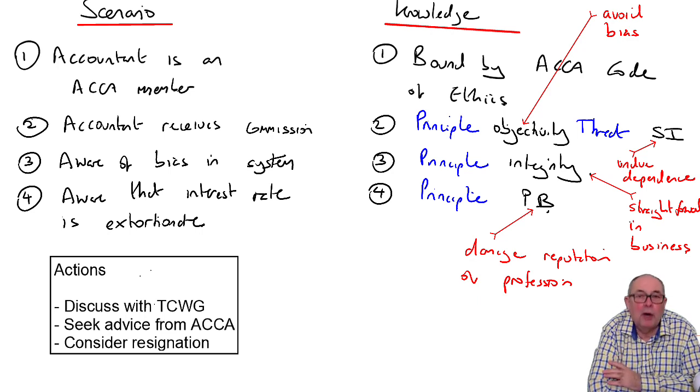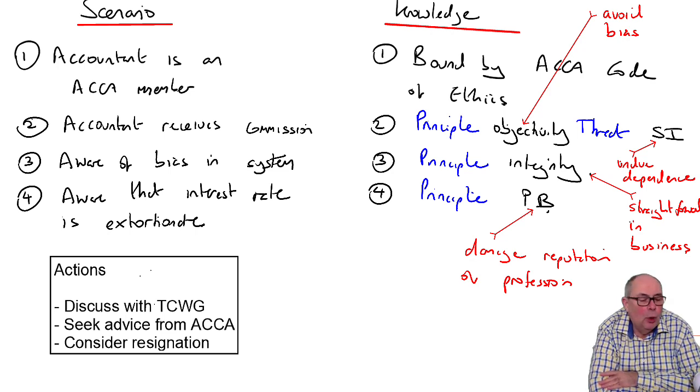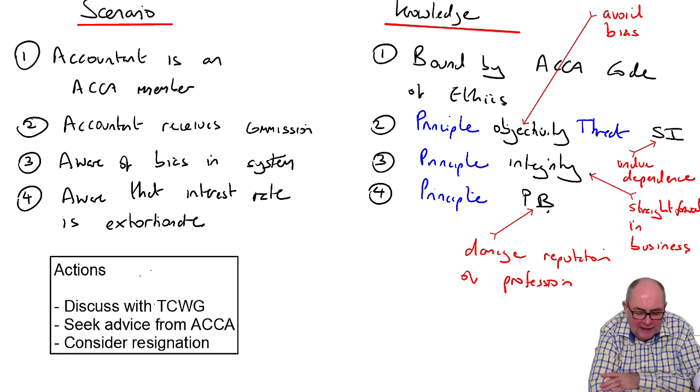Now, we also know that there are threats to objectivity, aren't there? Like self-interest, familiarity, things you met in AA. The one that's relevant here is self-interest, because she or he might become unduly dependent on the commission, in the same way as an auditor might be unduly dependent on the audit fee. There's a point I can make.